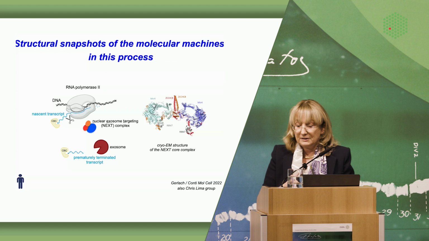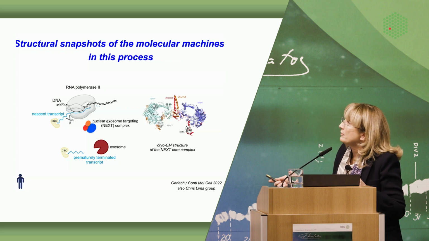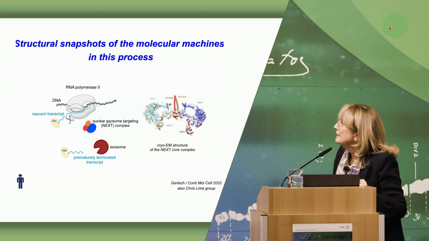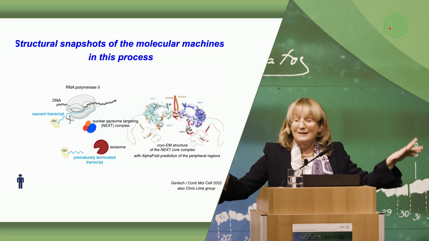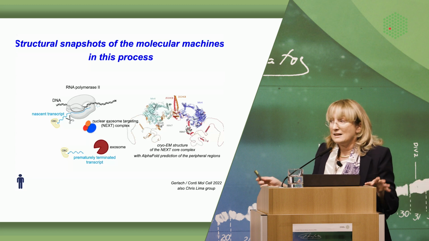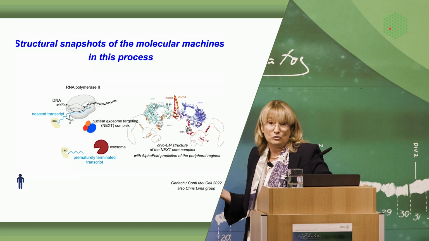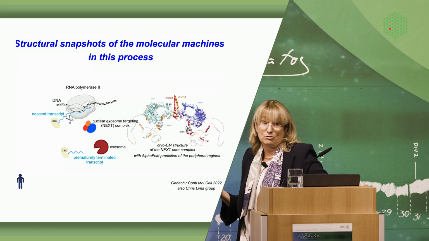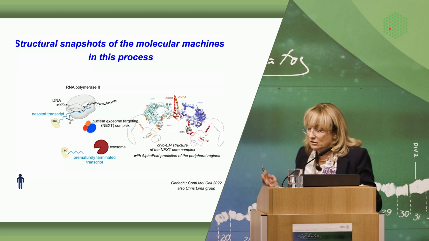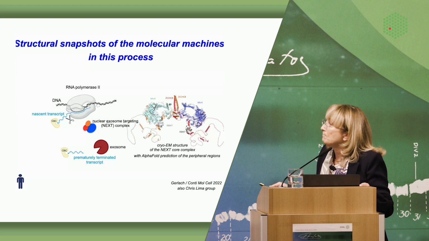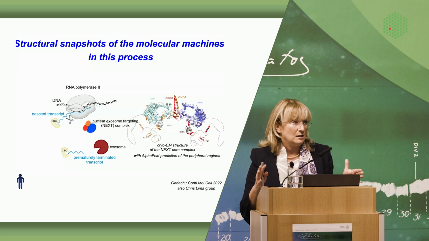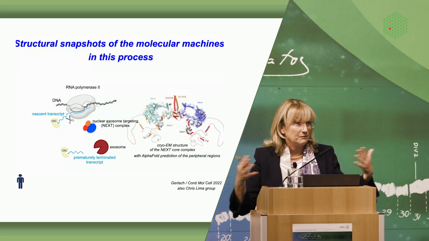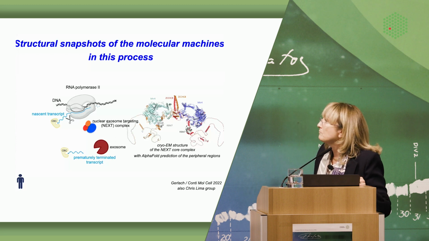And so this is the core of the next complex over here. It's actually a dimer. It's even more complicated. And this is actually the core that was done by cryo-EM. But it's not just the core. There are lots of flexible regions which are now here predicted by AlphaFold, which is an artificial intelligence-based tool, which just gives us a hint of how these unstructured regions that we cannot see by X-rays or by cryo-EM because they're just flexible, how more or less they would be.